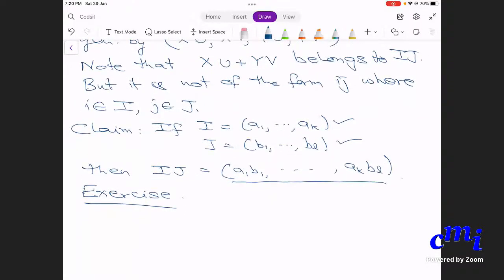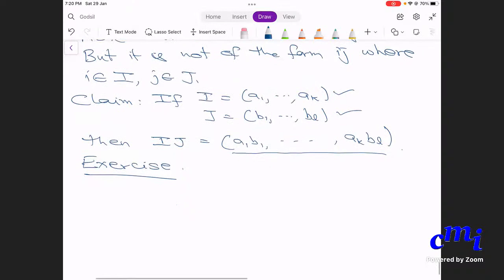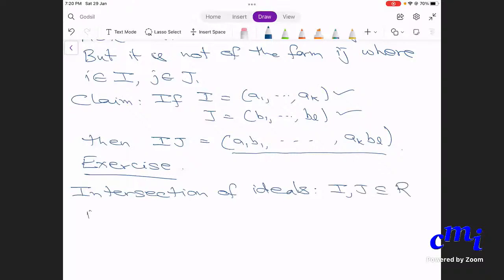So now we have discussed two examples of operations on ideals. One is sum and one is product. And in the discussion, we also said one more operation, which is intersection. So that's the third operation, intersection of ideals. If I and J are ideals of R, then I intersect J is also an ideal of R. It's very easy to show.